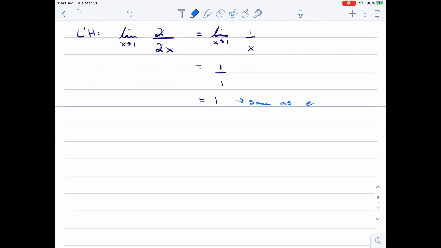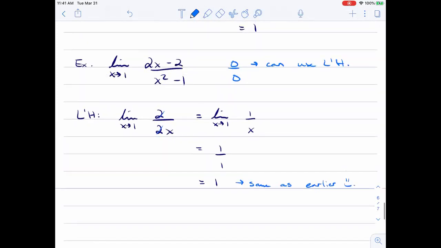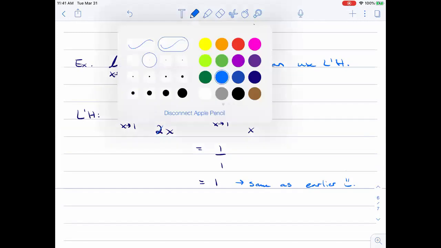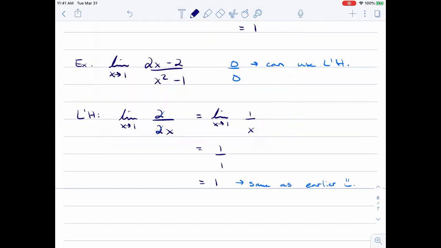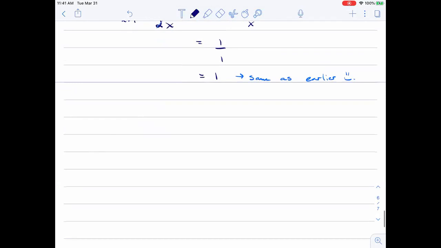Same as earlier, but I would argue quite a bit quicker and easier. Once you've figured out that you've got 0 over 0, then you can just use L'Hopital's rule. Let's do an example where it's going to look like infinity over infinity. So if we've got another example here, the limit as x approaches infinity of the natural log of x over the third root of x.